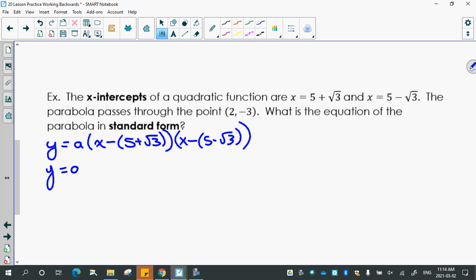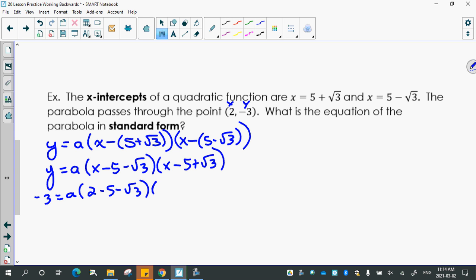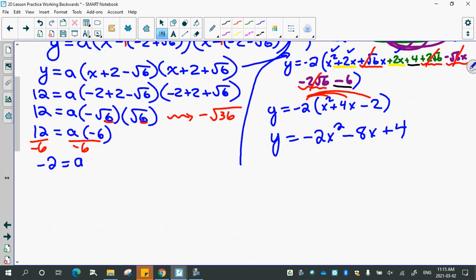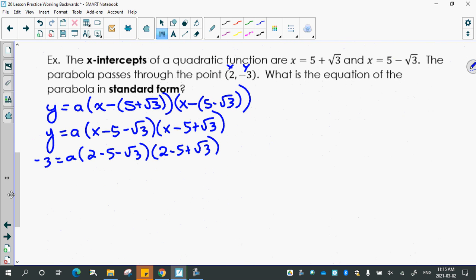Okay, and then your next step would be x minus 5 minus root 3 and x minus 5 plus root 3. So hands up if you were able to get there. Okay, so now is where we would put in x and y, correct? To find a. So in for y, we're going to put negative 3. And in for x, we're going to put 2. So that makes it a little harder because when we put in our number last time, we ended up making a 0 pair. But that doesn't happen here.